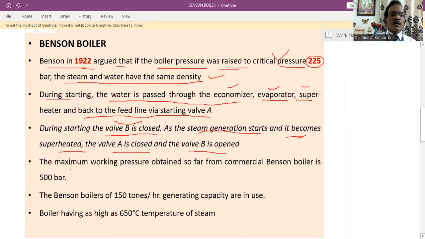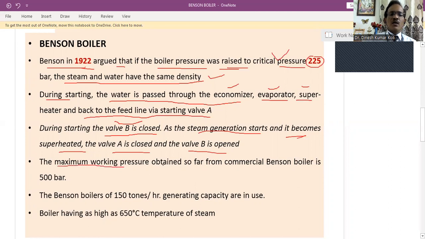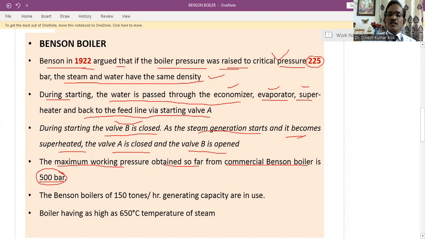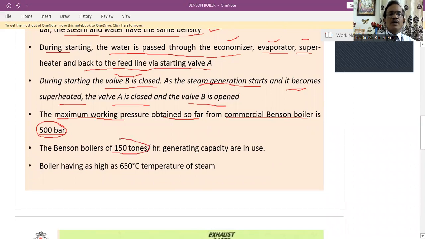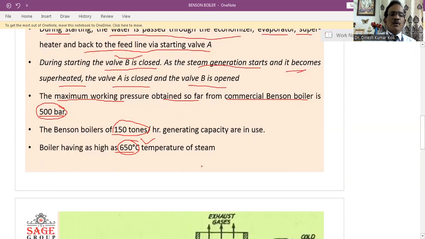The maximum working pressure obtained so far from a commercial Benson boiler is 500 bar. This means the maximum pressure attainable in this boiler is 500 bar. The steam generating capacity of this Benson boiler is 150 tons per hour. And this boiler can reach a temperature as high as 650 degrees centigrade, which is subject to the metallurgical condition in the boiler.